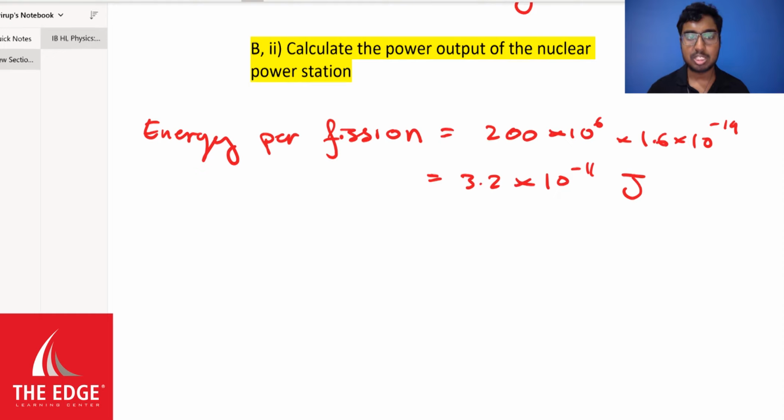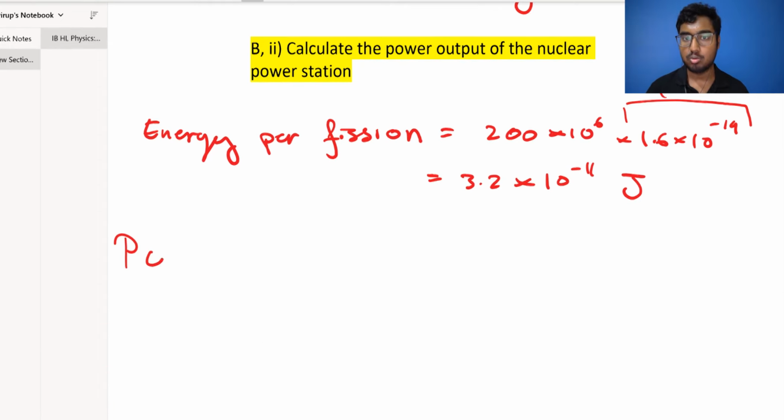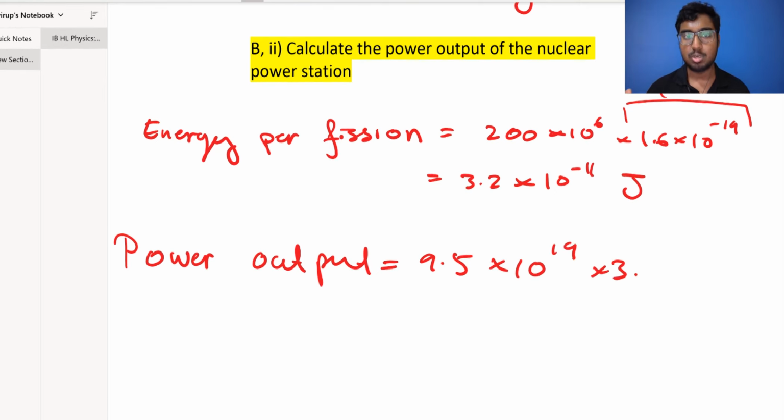Now, to find the total power output of the power plant, we have to take into account the efficiency of the power plant. So we have 9.5 times 10 to the power of 19, the number of fissions per second, times 3.2 times 10 to the power of negative 11, which is the energy per fission, so you have the total energy produced per second, times 0.32, i.e. the efficiency. So you get the total power as 9.7 times 10 to the power of 8.